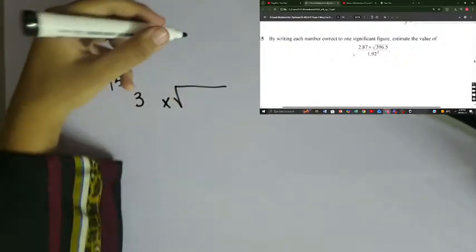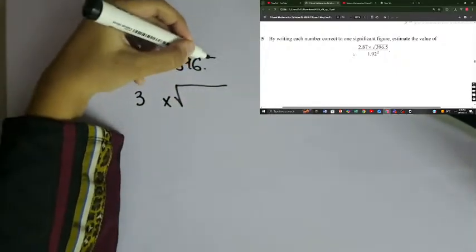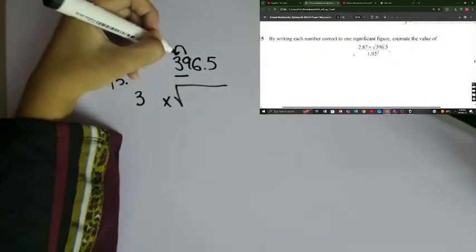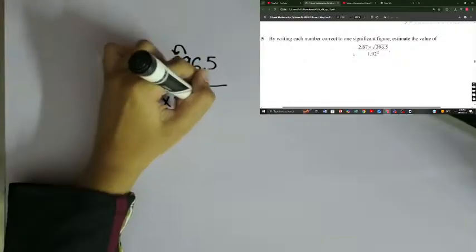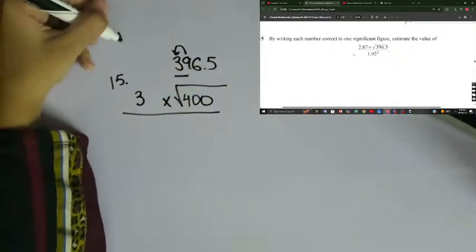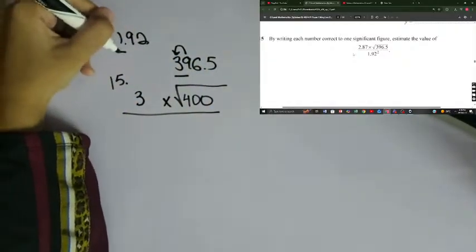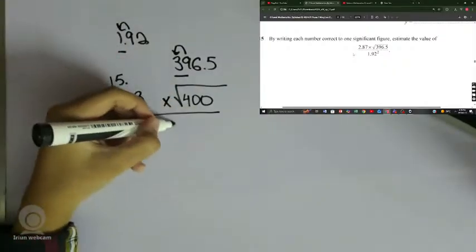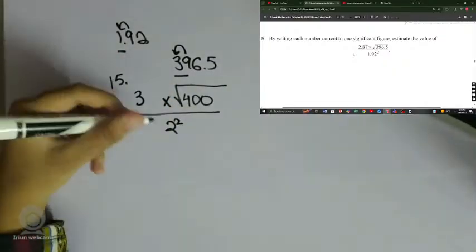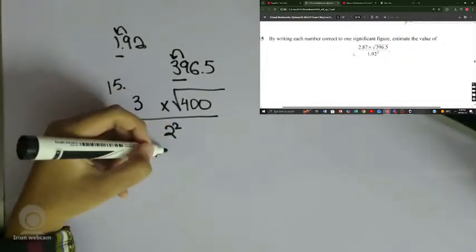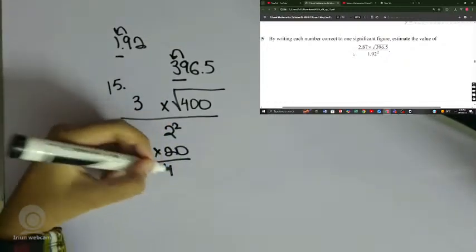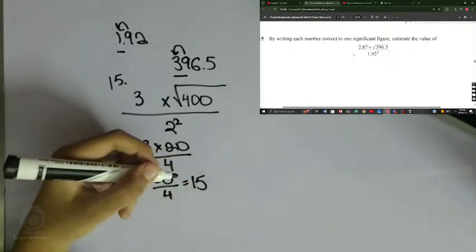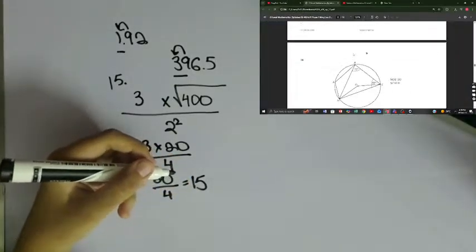Well, 396.5: the first significant figure is 3, but then obviously we have 9 over here which is greater than 5, so it becomes 4, and the rest will be written with zeros. So root 400 upon 1.92, and in 1.92 the first significant figure is 1, but 9 is obviously greater than 5, so it becomes 2. So 2 squared, right? Now let's evaluate this. 3 multiplied by root 400 becomes 20, and 2 squared becomes 4. So this becomes 60 upon 4, and 60 upon 4 is 15. So now we've estimated the value of this expression.